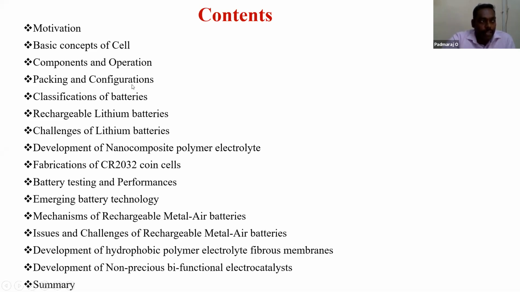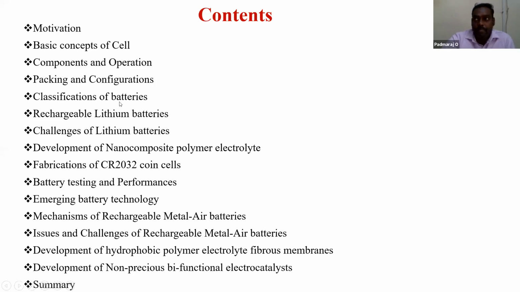This is the most important thing, packing and configuration. Even in our day-to-day life, we are using different shapes and different types of batteries for different applications. Before using the batteries in our application, first we should know the configuration of the battery, and what the packing is. By seeing the packing itself, we could find out the configuration of the battery and what type of batteries are available in the market. Everything you will see in this packing and configuration.